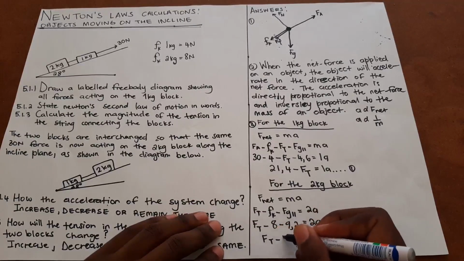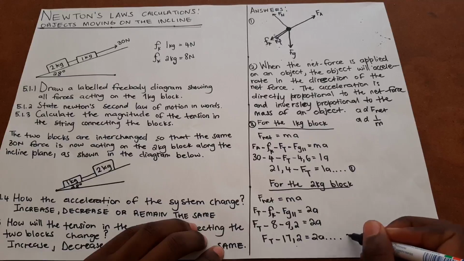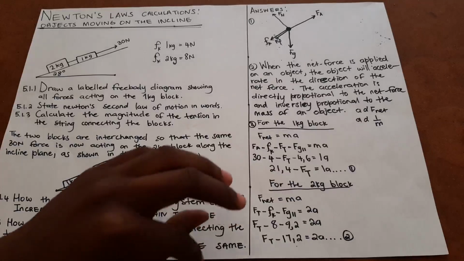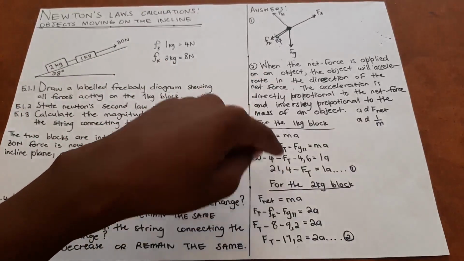Ft minus 17,2 is equal to 2A, and that becomes our second equation. Okay, now we have to do what? Now we have to combine these two.